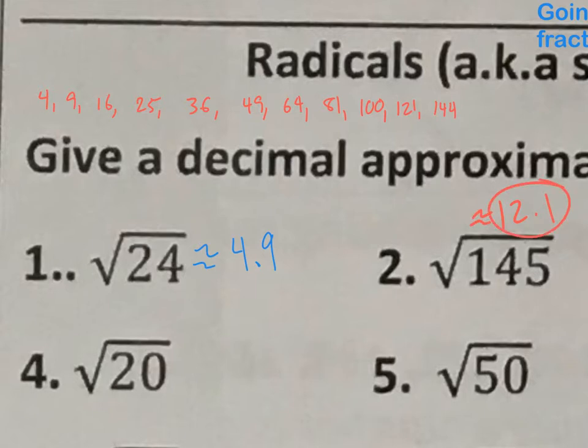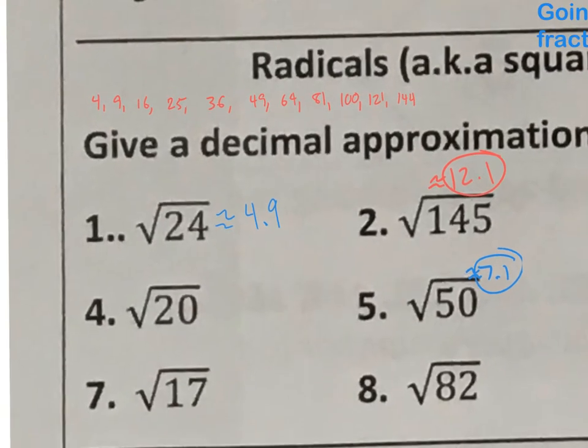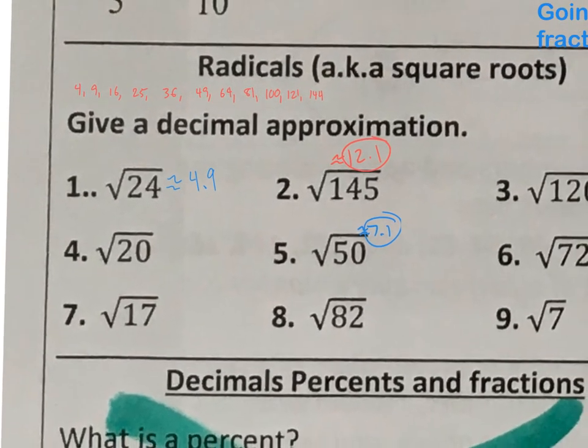Okay. How about the ones we see right here? Number 5 is the square root of 50. So that's going to be a little bit more than the square root of 49. So what's that decimal approximation going to be? 7.1. Because if the square root of 49 is 7 and the square root of 50 is a little bit more than the square root of 49, the answer has to be a little bit more than 7.